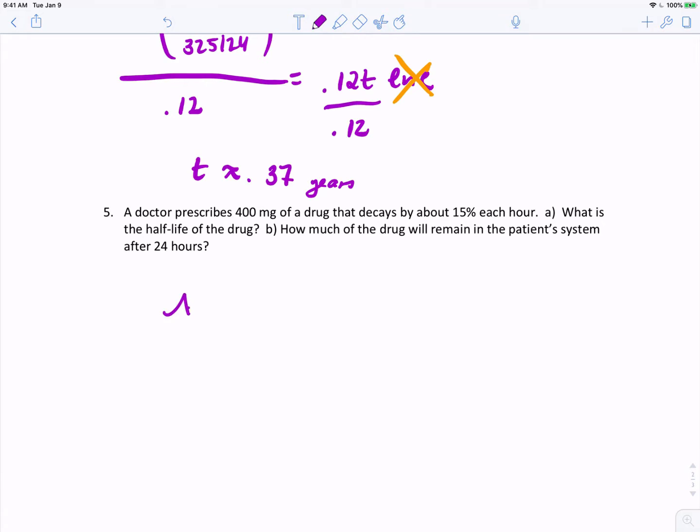So to do this problem, we'll use our exponential growth and decay formula, which is A is equal to A sub 0 e to the kt, where A sub 0 is our initial amount, and k is the rate of decay. In this problem, we're starting with 400 milligrams. It's decaying by a rate of 15% an hour. And since it's decaying, we have a rate of negative 0.15 t, and t is measured in hours.